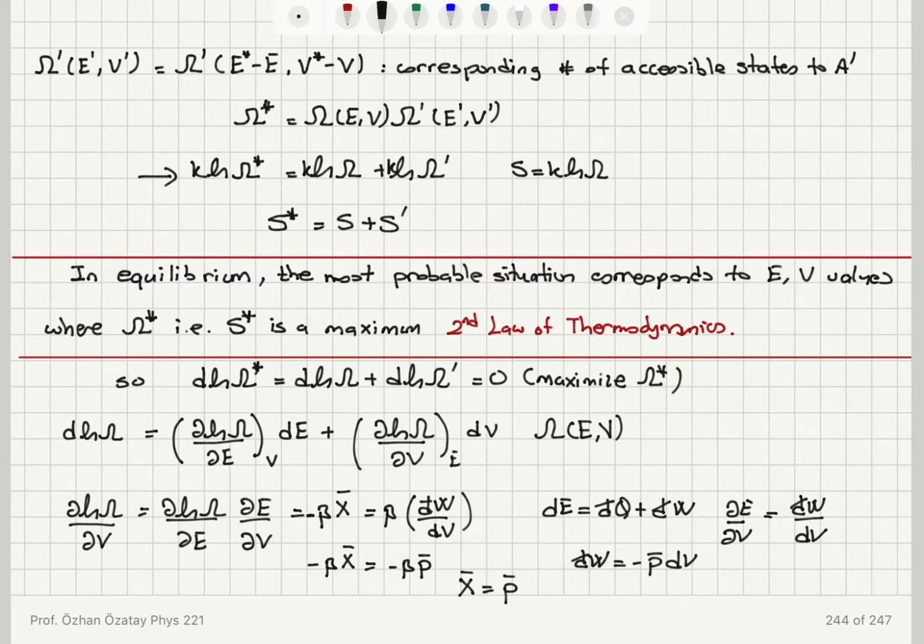But for del E del V, I'm considering the work done by the system, so therefore I need to introduce a minus sign here. So x bar will be minus p bar. This is the mean force that is conjugate to volume, and this is the force applied on the gas, so therefore it is minus p bar. So this is on the gas, or on the collection of particles in this system A.